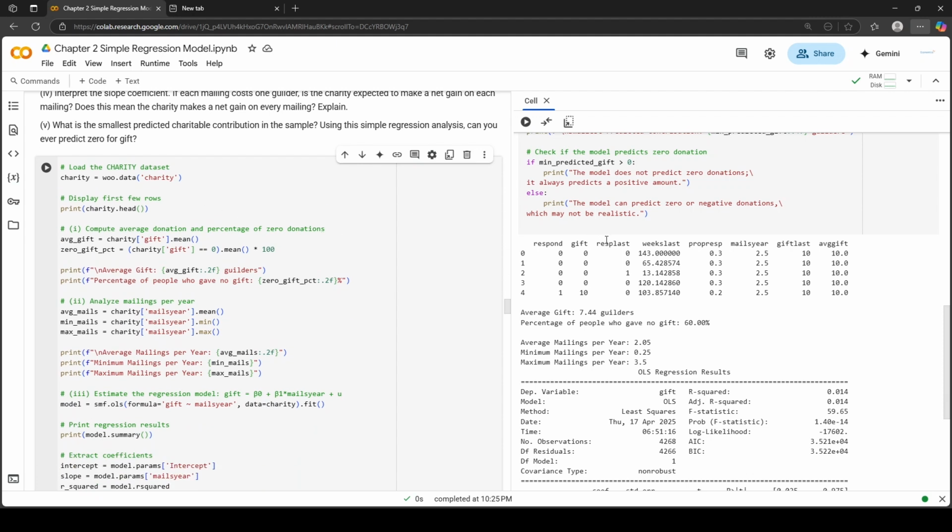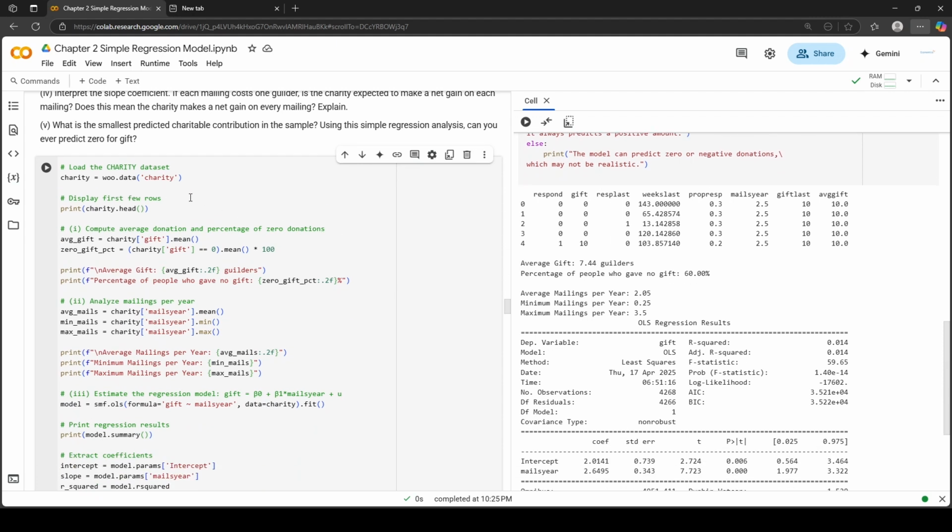Okay, so first load the dataset, charity equals woo.data in the bracket charity, and then display the first few rows of the dataset by typing print charity.head, and these are the column names in the dataset. So first we have to calculate the average donation and the percentage of zero donations. So create a variable average_gift equals the dataset name, and then select the column gift, and then type the mean function. For the percentage of zero donations, I create a new variable name zero_gift equals round bracket charity, and then select the column gift equals 0, dot mean, times 100, because we are looking at the percentage value. So the average gift is 7.44 guilders, and the percentage of people who gave no gift is 60%.